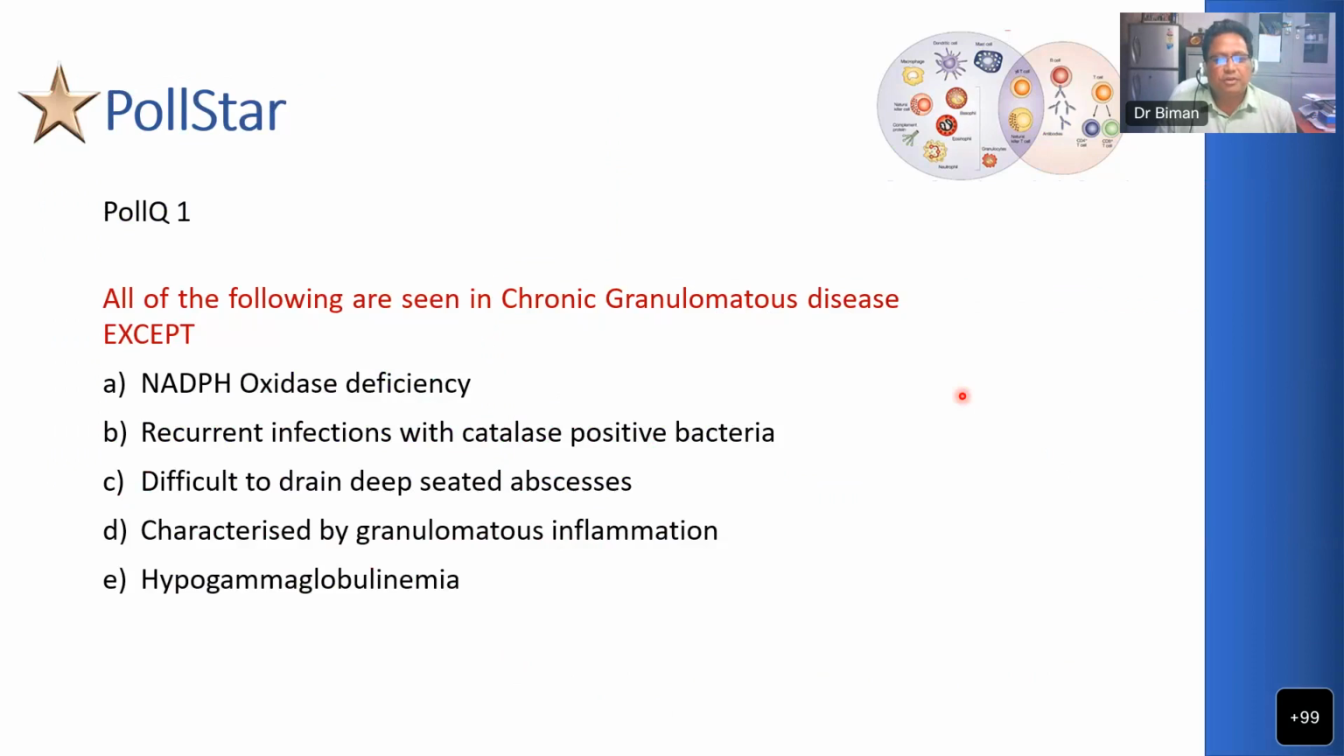All of the following are seen in chronic granulomatous disease except, which is false: NADPH oxidase deficiency, recurrent infections with catalase positive bacteria, difficult to drain deep-seated abscesses characterized by granulomatous inflammation, and hypogammaglobulinemia, which is wrong.